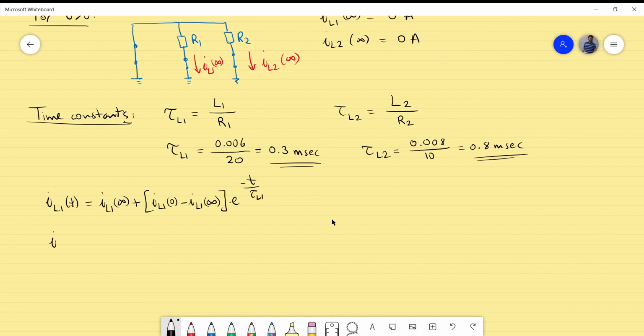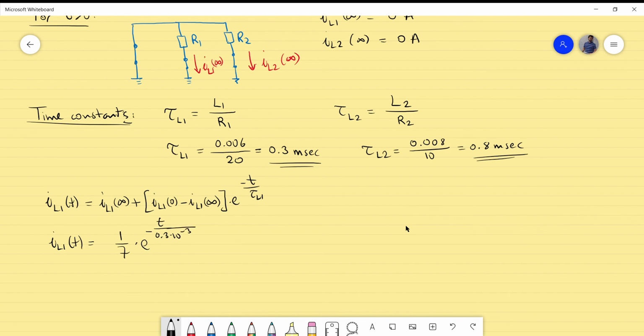times e to the power minus t divided by tau L1. So let's fill in and simplify such that this can be read easily. Now, you know that this is 0. This is also 0. So this is the only part of it which is left, and this was 1/7 amps. So I will write it down just like that. And I have also here the tau L1, and tau L1 is 0.3 milliseconds. So what we have is 1/7 times e to the power minus t divided by 0.3 times 10 to minus 3.